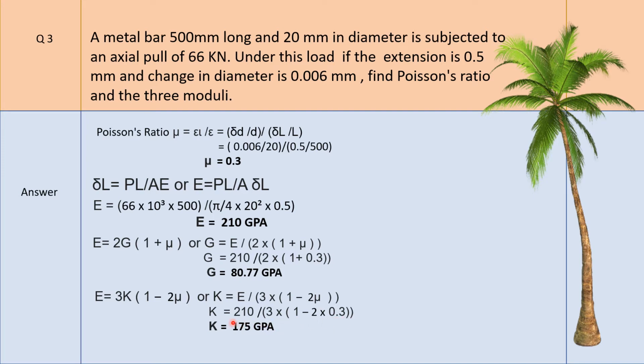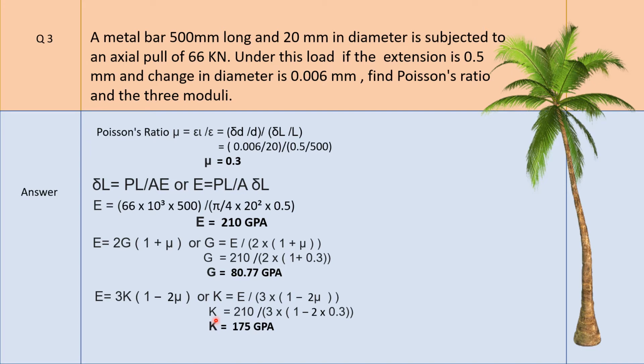Take the calculators in your hand and do the calculations. 210 divided by bracket open 3 into bracket open 1 minus 2 into 0.3, first bracket close, second bracket close, is equal to, you will get the answer 175 GPa. If you don't get the answer, press the buttons once again and try it out.